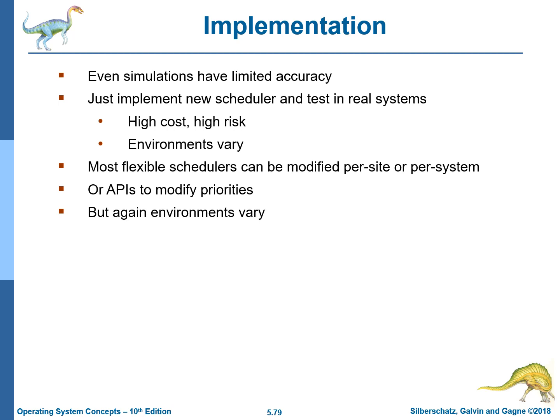Implementation. Even simulations have limited accuracy. Just implement a new scheduler and test in real time. It has high cost and high risk. Environments may vary, and the most flexible schedulers can be modified per site or per system, or use application programming interfaces to modify priorities, but again, environments may vary.